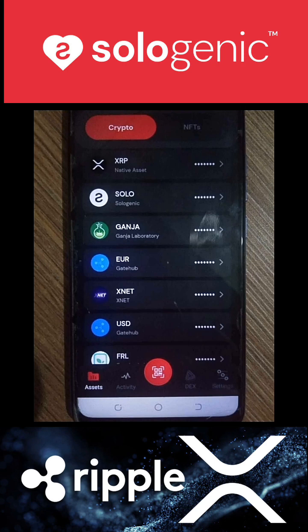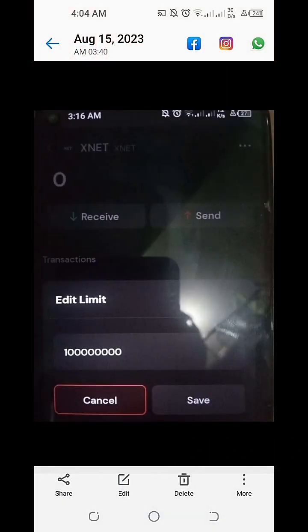Okay, I have the following assets on my Solo Dex and wallet. Okay, we have the mother coins, XRP, and Sologenic token or Solo. We have two stable coins, EUR, GitHub issuer, and USD, also GitHub issuer. Okay, and then we have here additional tokens, namely Ganja or Ganja Laboratory token, the XNet token, and then the FRL token or the Farming Labs cryptocurrency token.